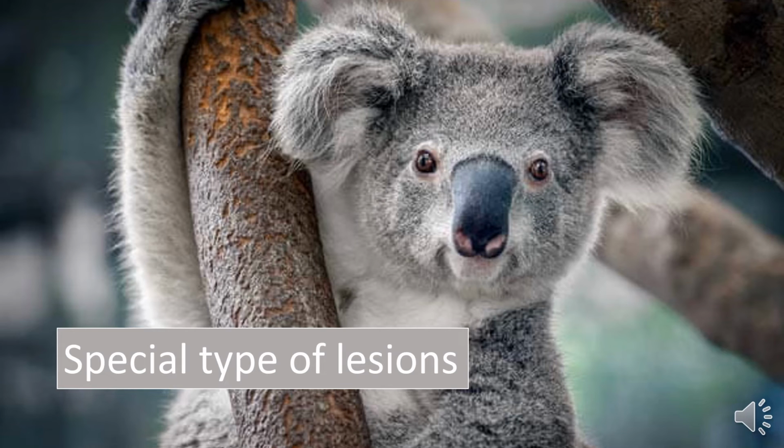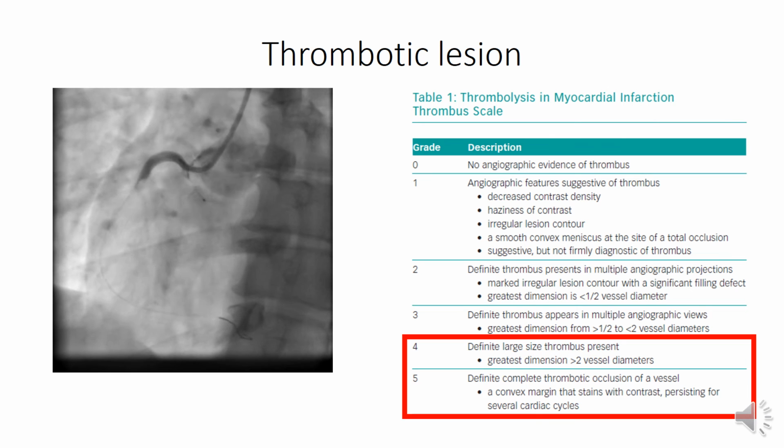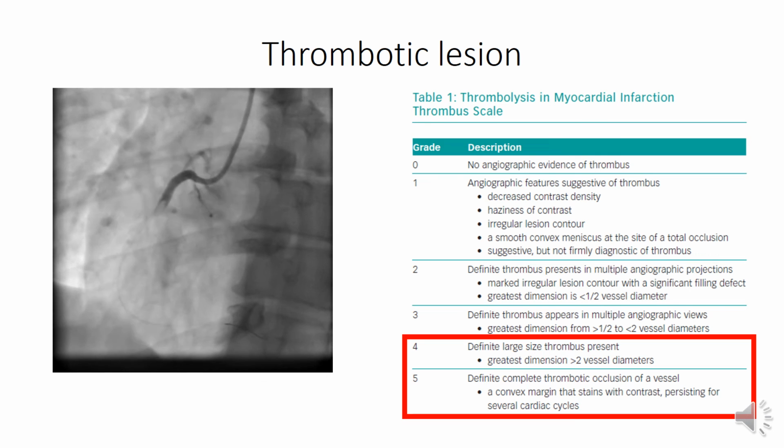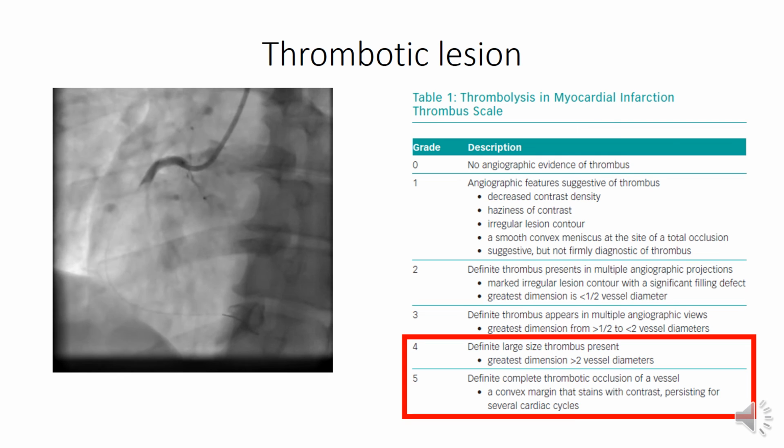Then we have special types of lesions that may mandate certain types of treatment, so it is important to recognize them. The first one is thrombotic lesion. If we have a primary PCI patient, we might hear the term heavy thrombus burden. Heavy thrombus burden is assessed by the TIMI thrombus scale. TIMI stands for thrombolysis in myocardial infarction, because it was described in a series of fibrinolytic trials.